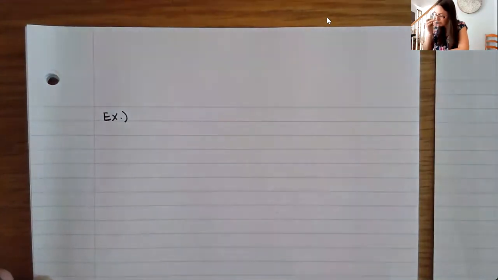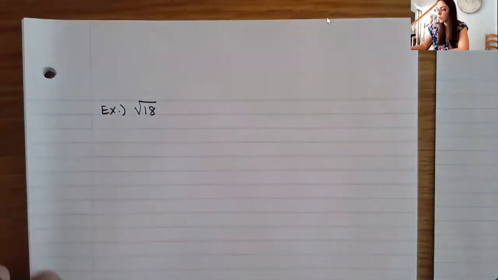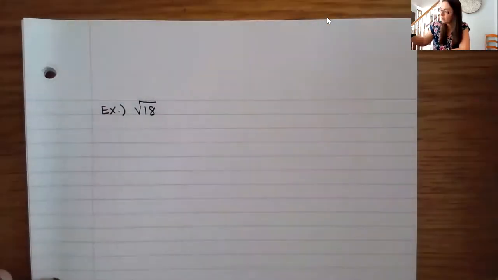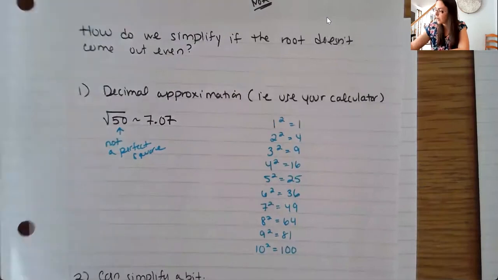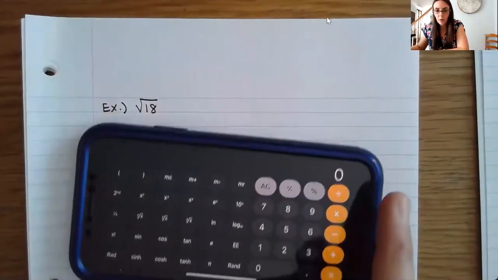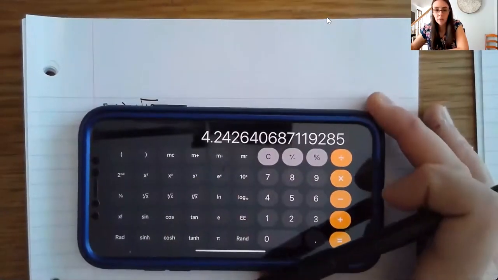So let's do one more example. Let's do the square root of 18. And again, if I go back to my squares list here, 18 is not on there, so it's not going to come out even. So I'm going to have to approximate it. So let's use our calculator first. Going back to that scientific calculator on my phone, I'm going to just hit the 18 and then take that square root key, and I get about 4.24.